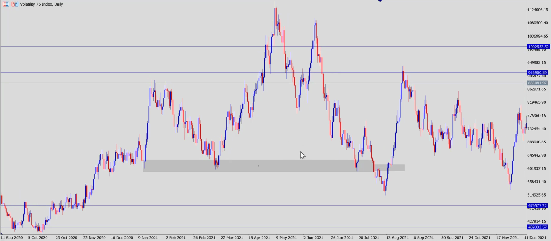What about the mitigation block? We said the mitigation block happens when price is continuously going up, then it goes down to form this swing point, then as it goes up, it fails to take out the previous high.